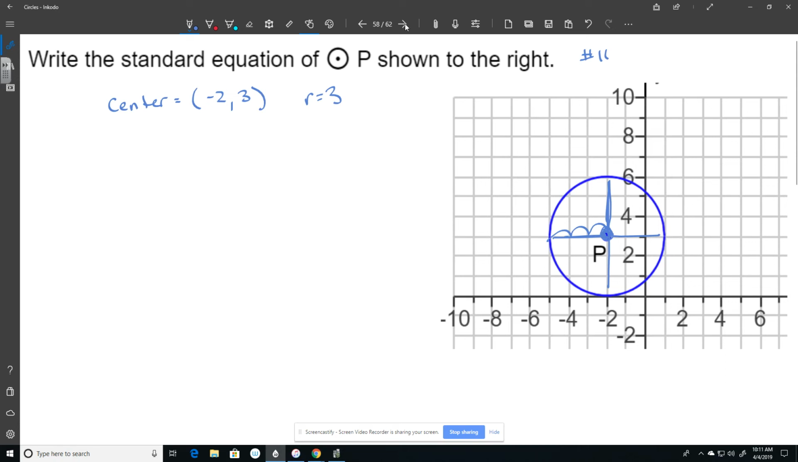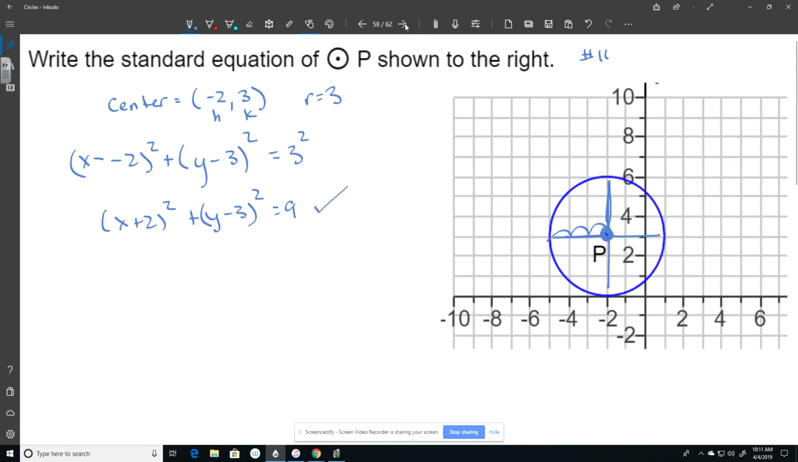So I plug that information into my equation. X minus h, here's k, negative 2 squared plus y minus k, which is 3, squared is equal to my radius, 3 squared, which becomes x plus 2 squared plus y minus 3 squared equals 3 squared, which is just 9. And then there's your standard equation for a circle.